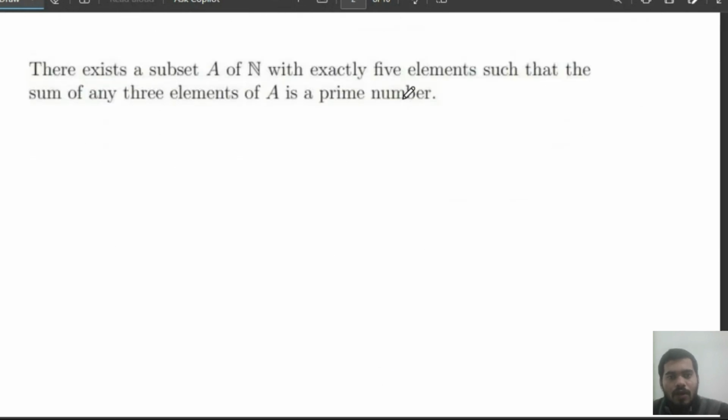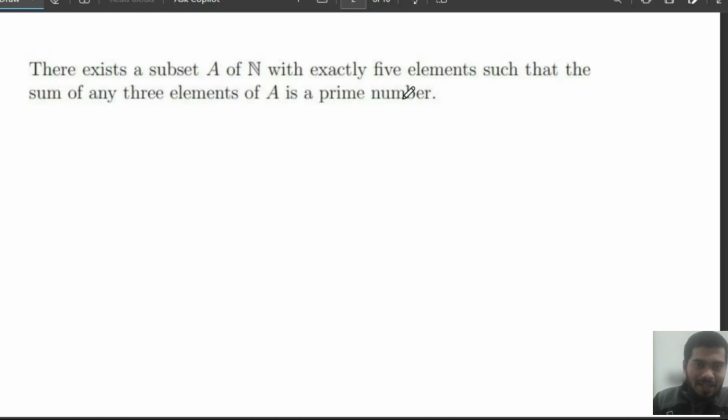Okay. Now here's one more interesting problem. There exists a subset A of N with exactly 5 elements such that the sum of any 3 elements of A is a prime number. This is a very nice problem, not a proper analysis problem, a little bit of a number theory problem. So in order to tell you how you can approach this kind of problem, see, instantly you can't have any idea if it is possible or not, or how to get the counterexample.